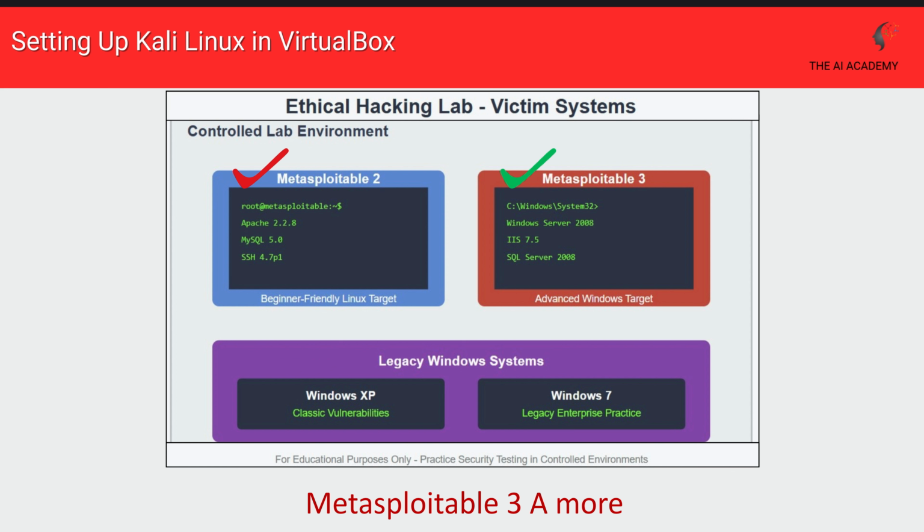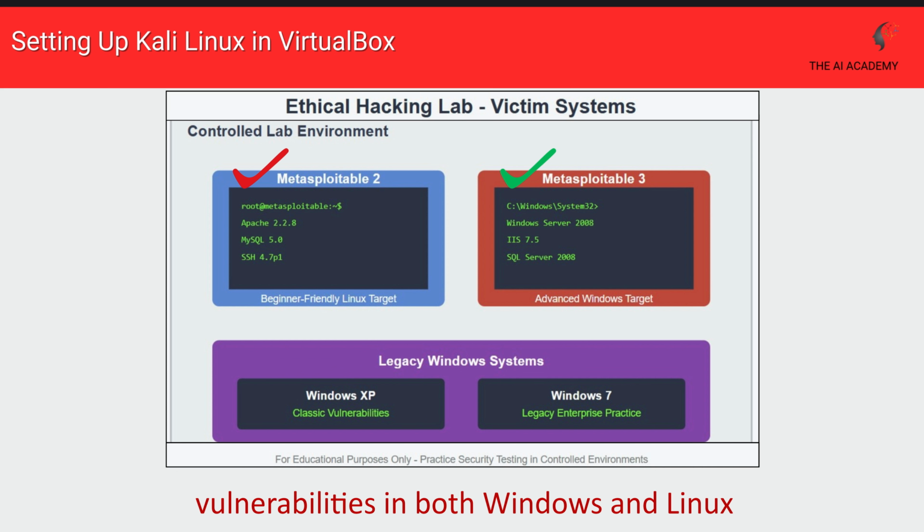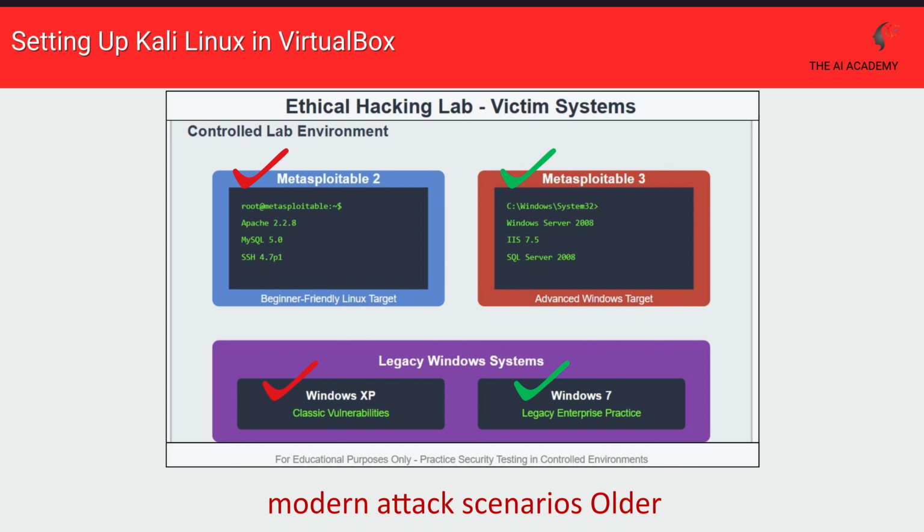Metasploitable 3: a more advanced vulnerable system based on Windows Server 2008. Features: contains vulnerabilities in both Windows and Linux environments. More realistic and complex than Metasploitable 2. Best for intermediate to advanced learners who want to simulate modern attack scenarios. Older Windows systems, XP and 7. Older versions of Windows are great for practicing exploitation because they often have unpatched vulnerabilities. Features: commonly found in legacy systems, making this practice useful for real-world scenarios.